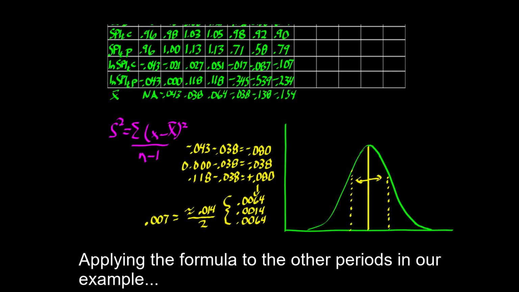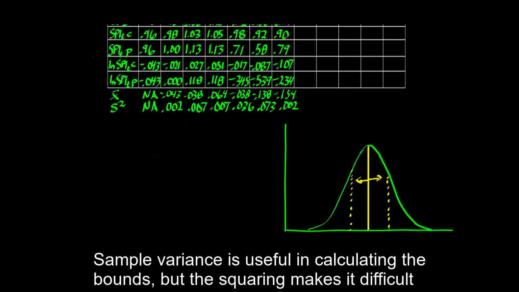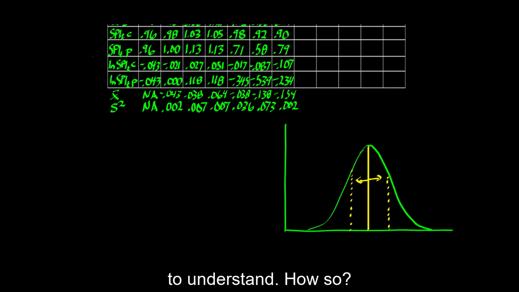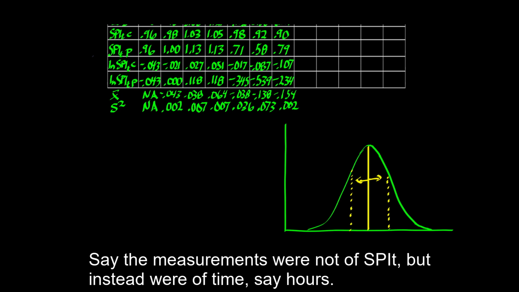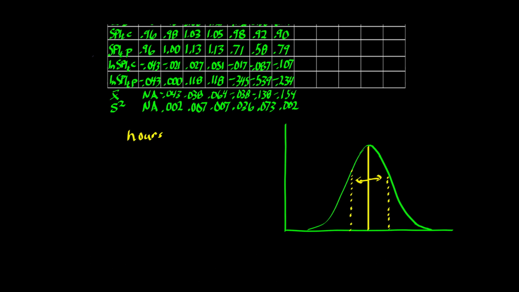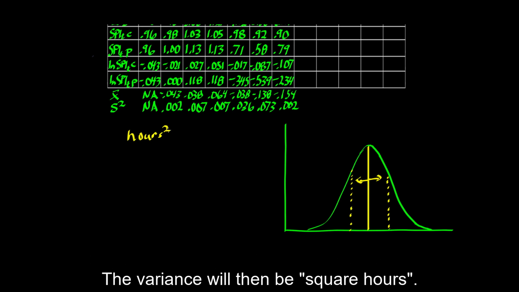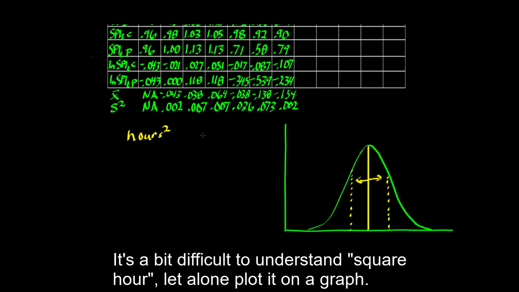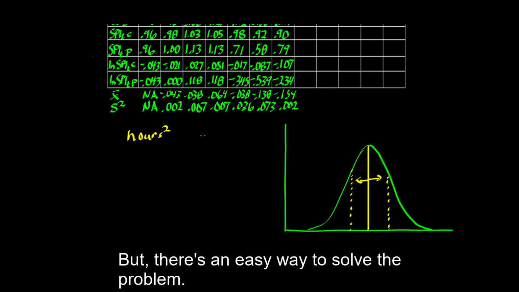And that gives us, applying the formula to the other periods in our example, these sample variances. Sample variance is useful in calculating the bounds, but the squaring makes it difficult to understand. How so? Here's another analogy. Say the measurements were not of SPIT, but instead were of time, say hours. The variance would then be square hours. It's a bit difficult to understand square hour, let alone plot it on a graph. But there's an easy way to solve the problem.